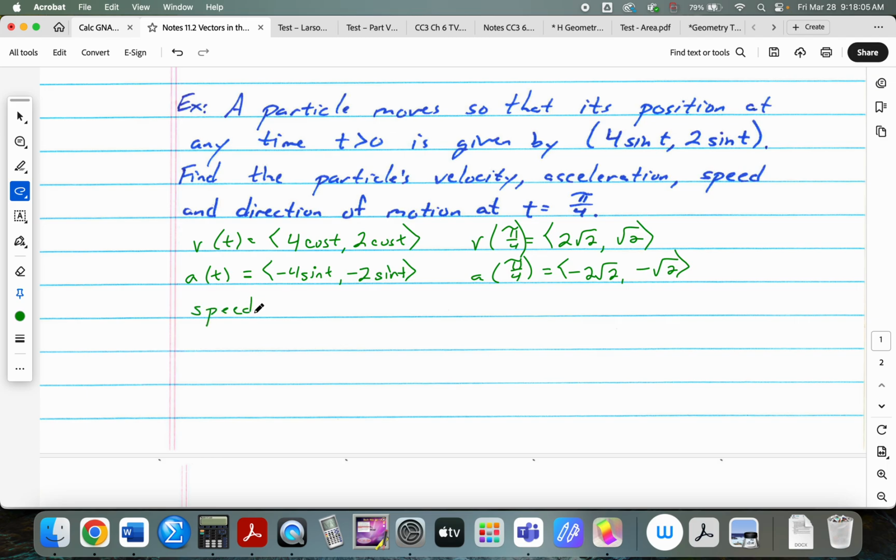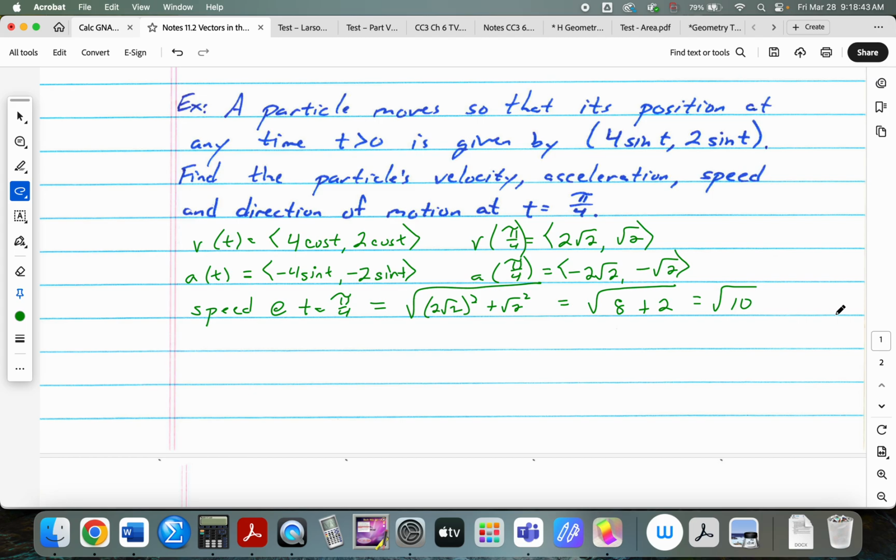The speed at t equal to pi over 4 is going to be equal to the square root of 2 square root of 2 squared plus the square root of 2 squared. 2 square root of 2 squared will be 4 times 2 is 8. The square root of 2 squared is 2 by definition. So the speed is the square root of 10.